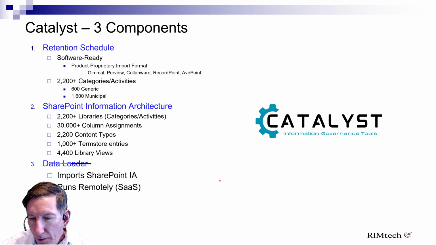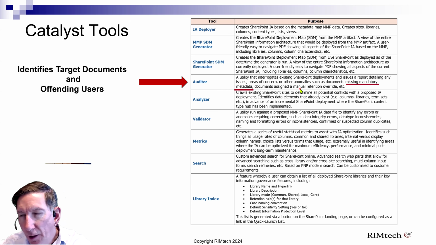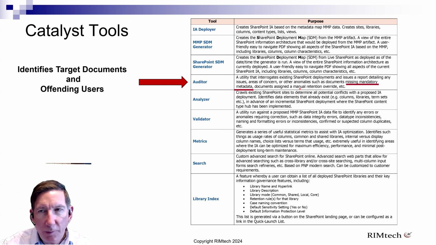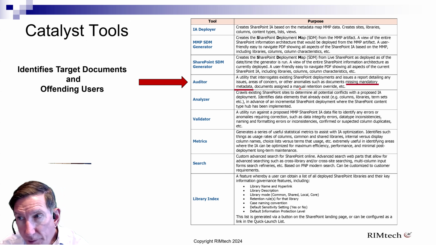So what we did is we went ahead and wrote a toolkit we called the Catalyst Deployment Toolkit that helps us deploy SharePoint. And one of the tools in the toolkit we call the auditor, and the auditor identifies all documents that are missing mandatory metadata and who put it in, what date, and what it's about. So you can find out who you have to get after to try to get them to fix this.